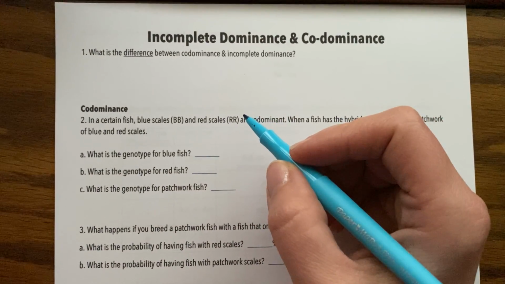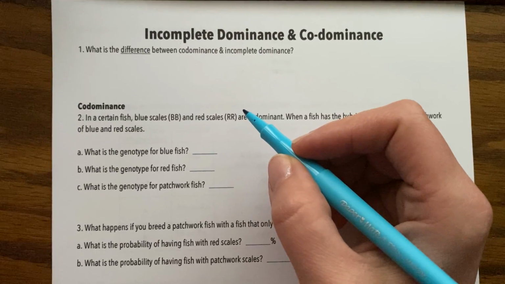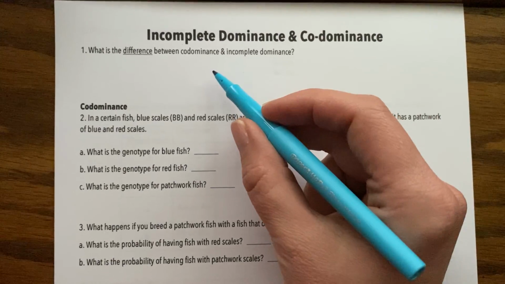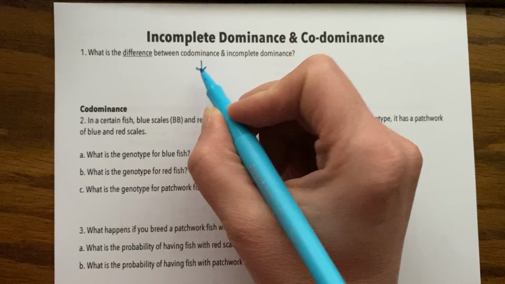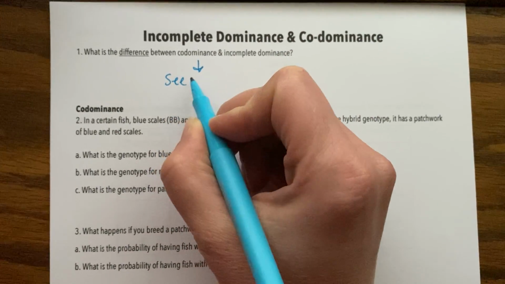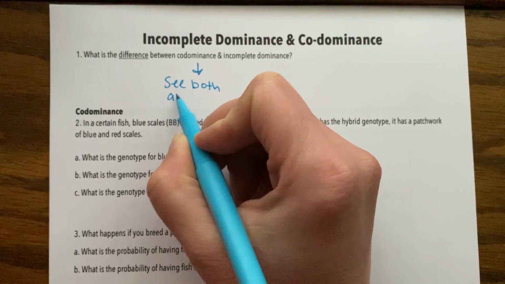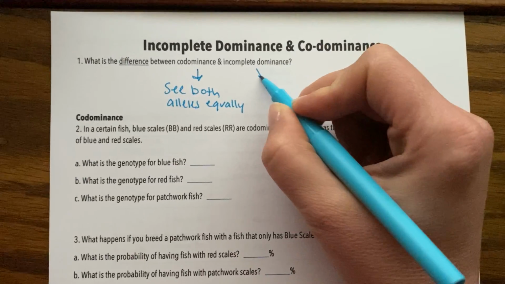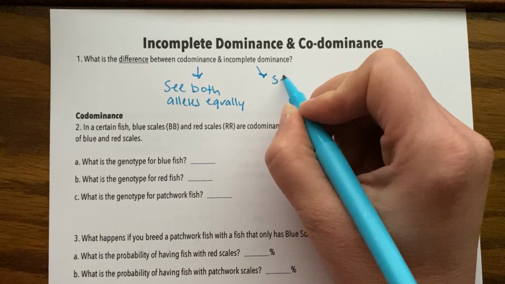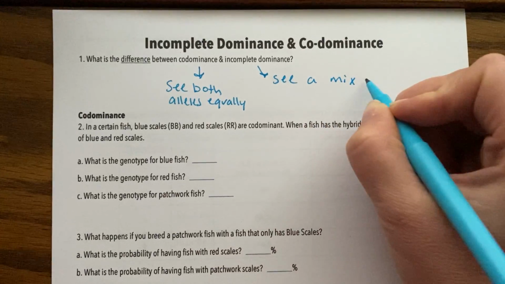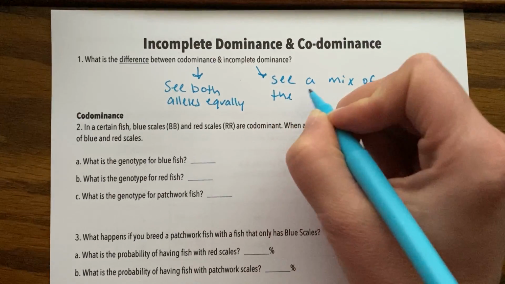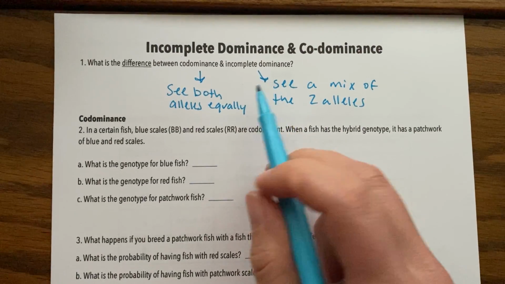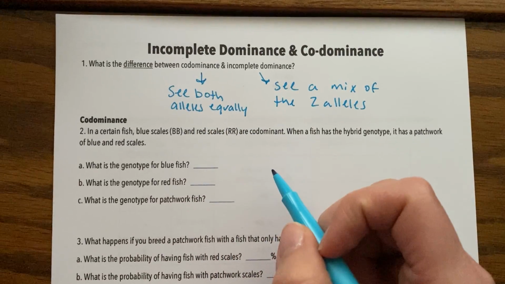So the big difference between codominance and incomplete dominance is that although in both cases you are going to have three different phenotypes, meaning that you're going to have three different ways in which the organism can look, in codominance, you are going to see both alleles equally. But the difference then in incomplete dominance is that you see a mix of the two alleles. So mix for incomplete, you see both equally in codominance.